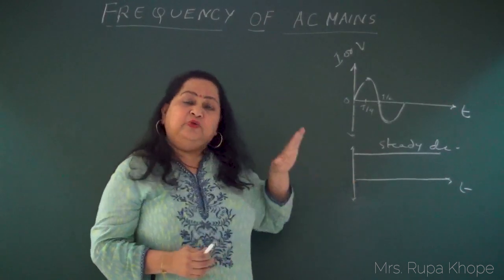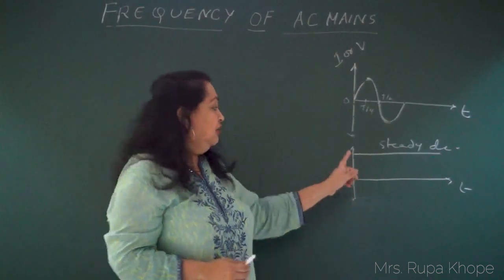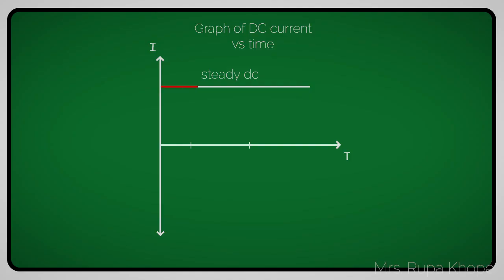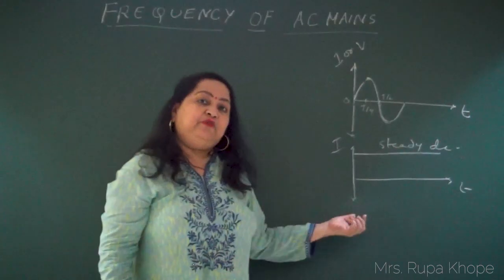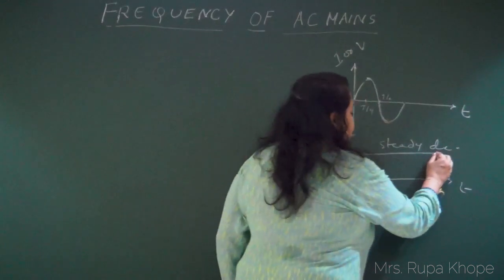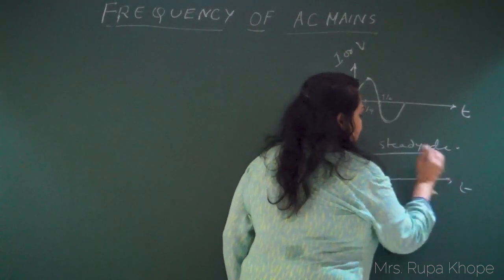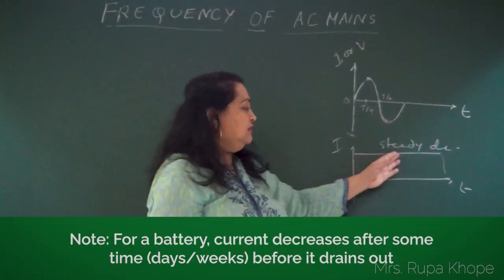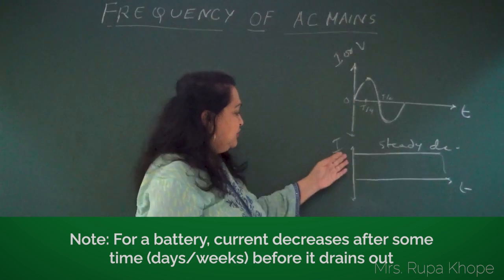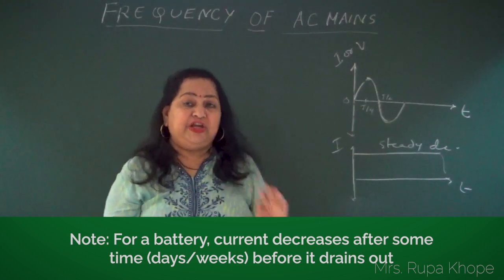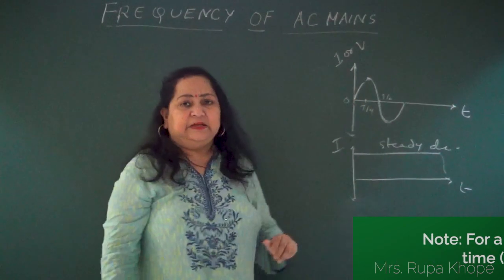Now, you have heard about DC, direct current. This is direct current. The current is constant with respect to time. It's a steady DC current. If I use a battery, which is like a cell, then after some time this current will start decreasing. But if you take a steady supply of current, you will get a steady DC current. Its direction is the same, it's unidirectional and its magnitude does not change. This is DC and this is AC.